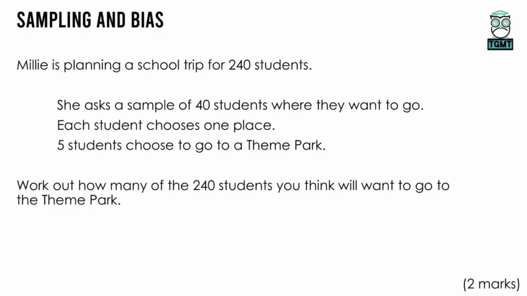Now when we're looking at a sample, we just need to know how many chose a particular option, in this case the theme park, and how big was the sample. And we'll write that as a fraction. So in this case, that's 5 out of 40 students wanted to go to the theme park, which means that 5/40ths, or for every 40, 5 want to go to the theme park. Now you can simplify this fraction. Remember, if you type a fraction into your calculator, it will simplify it for you. So if you just type 5/40 in, it simplifies down to 1/8, which means that 1/8 of the students want to go to the theme park.